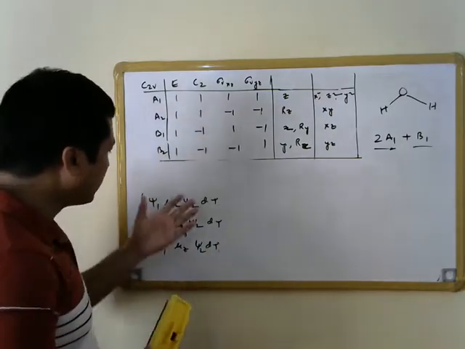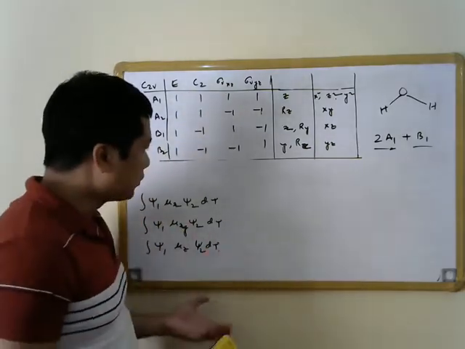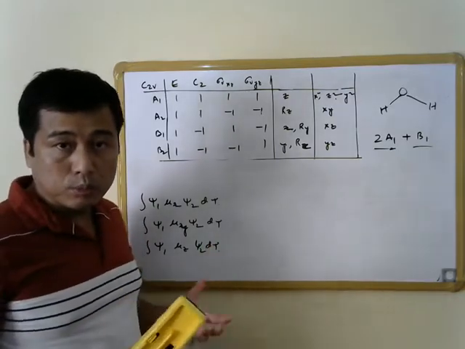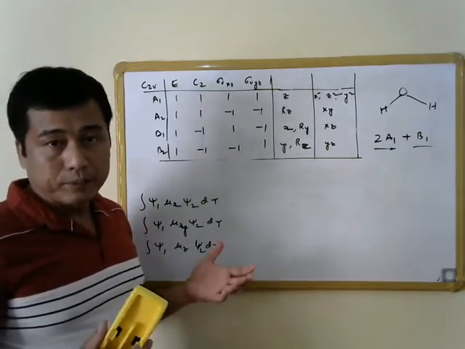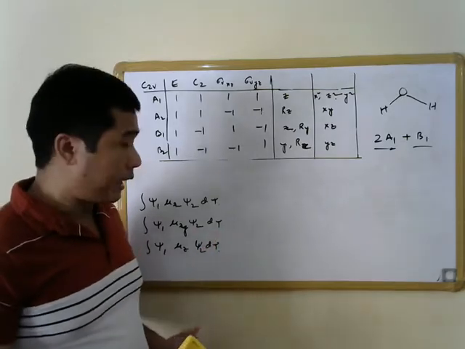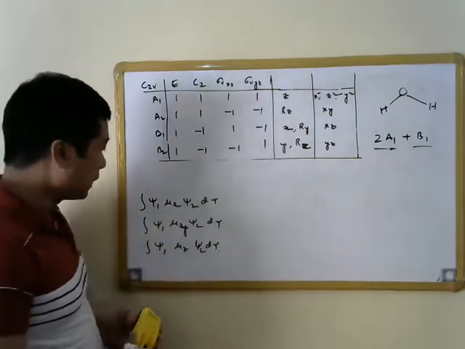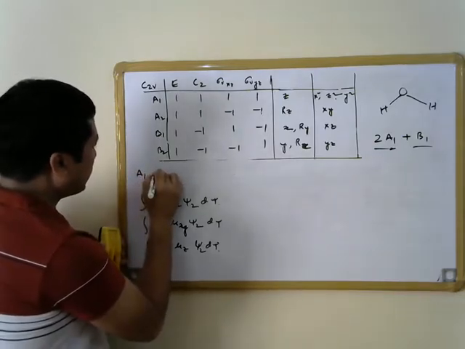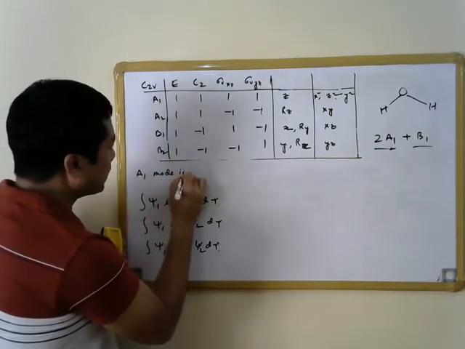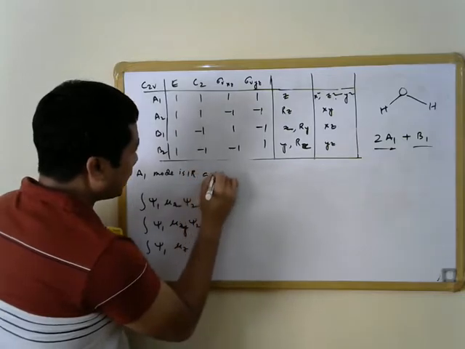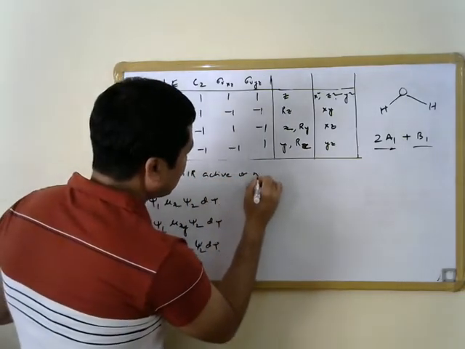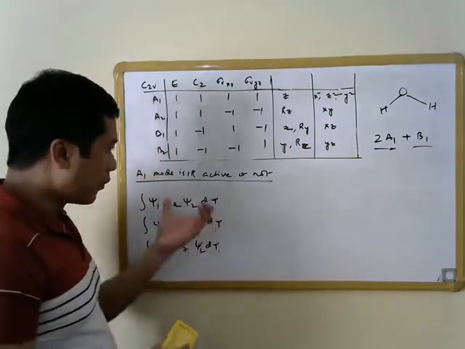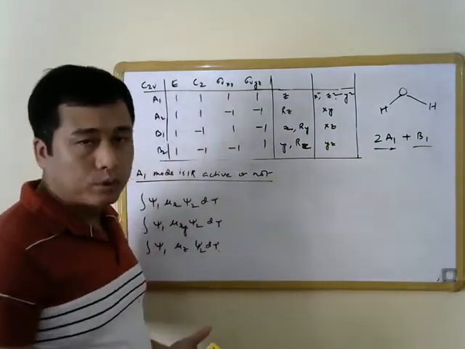And if any one of these three integrals has non-zero value, we know that the particular vibrational mode is going to be IR or Raman active, or IR active in this case, because let us find out whether the A1 mode is IR active or not. So this is what we will do. We will work out the answer for the A1 mode first.